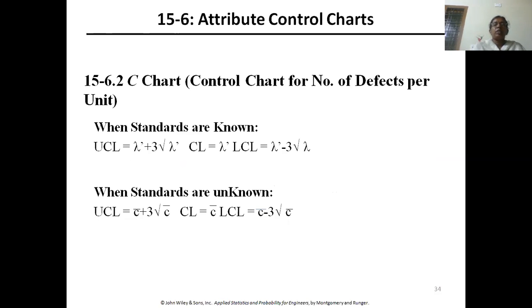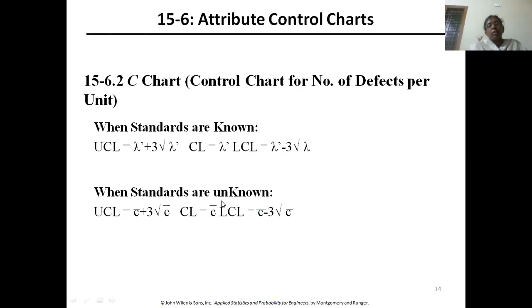Next you have the C chart. This is known as the control chart for number of defects per unit. In a control chart for attributes, you have the control chart for fraction defective, the control chart for number of defectives, then the control chart for number of defects per unit. When standards are known, the control limits for the C chart are: UCL is lambda dash plus 3 root lambda dash, CL is lambda dash, LCL is lambda dash minus 3 root lambda dash.